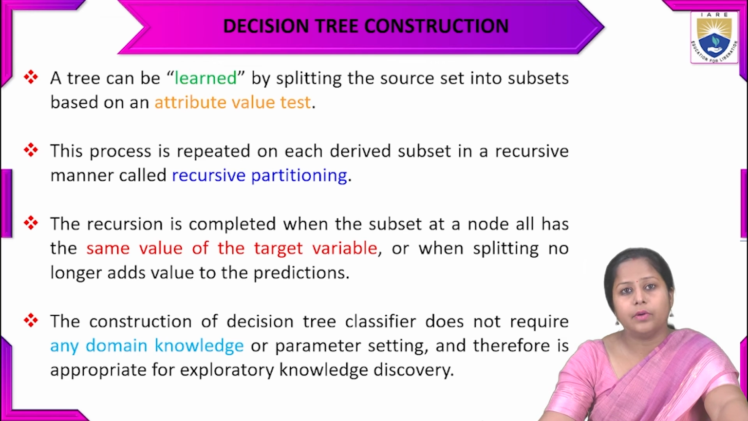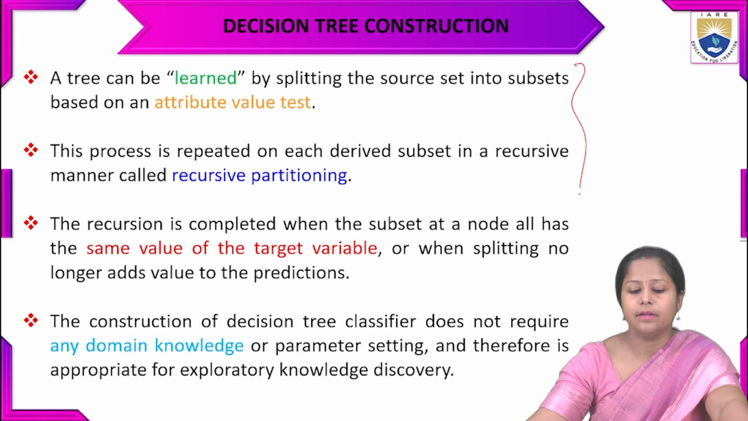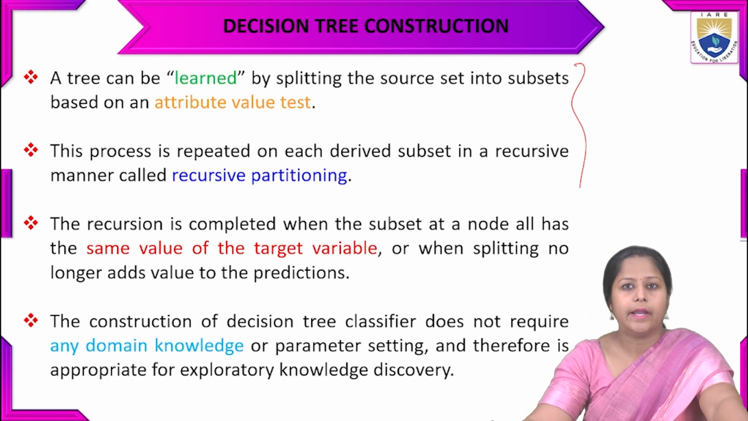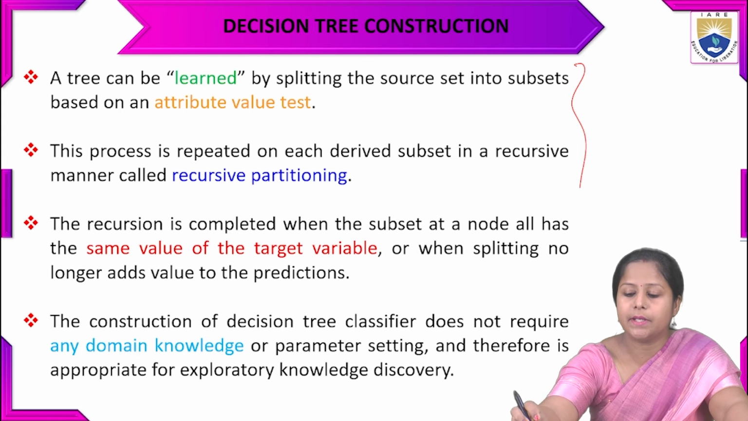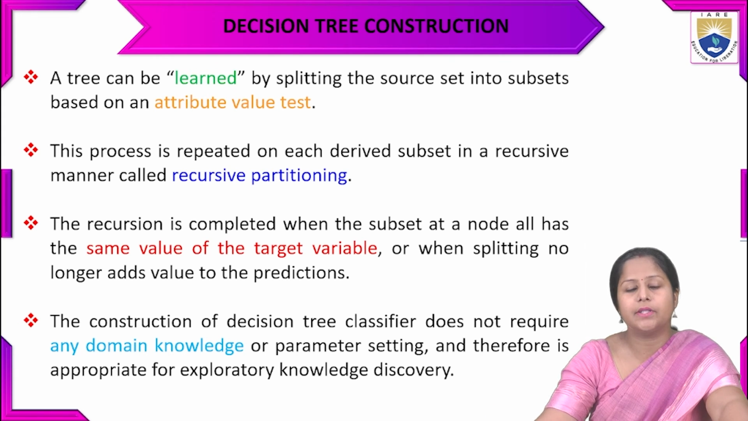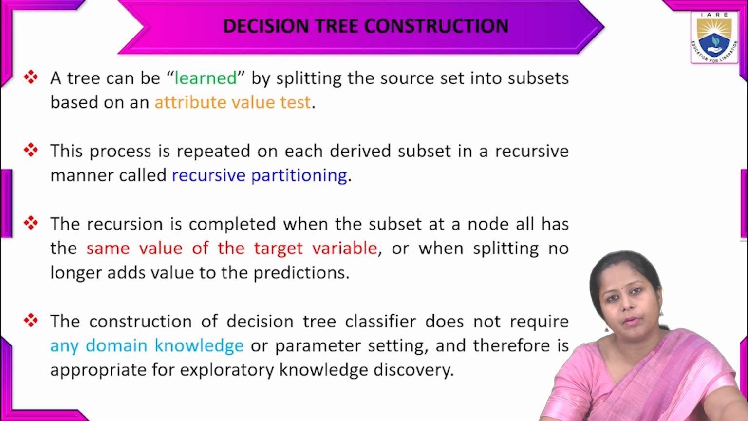Now we are going into the construction of a decision tree. The decision tree can be learned by splitting the source set into subsets. That is based on an attribute value test, an attribute selection measure, on the basis of which a particular branch is going to split. We have some formulas, and on the basis of those, we split the branches.